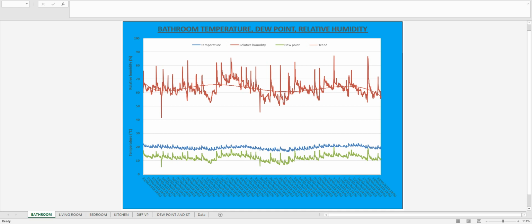Right, today we're going to talk about data logging. Proper data logging, as I would call it, for condensation, mould related issues, damp issues.